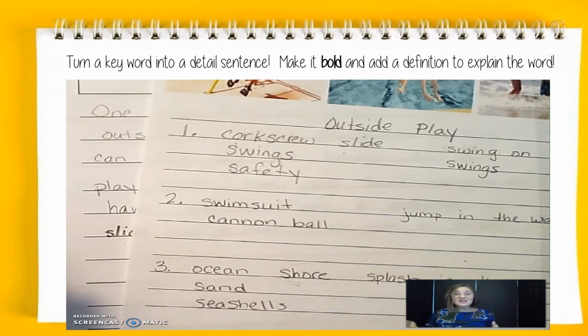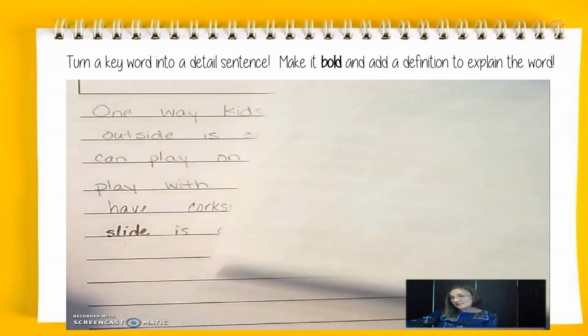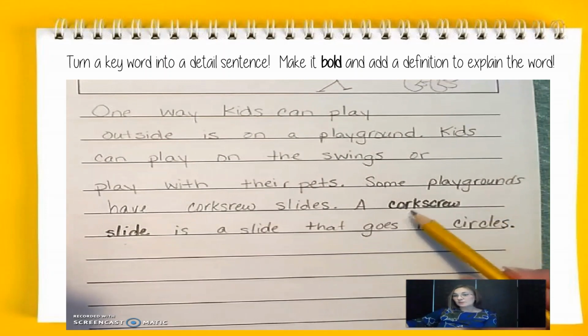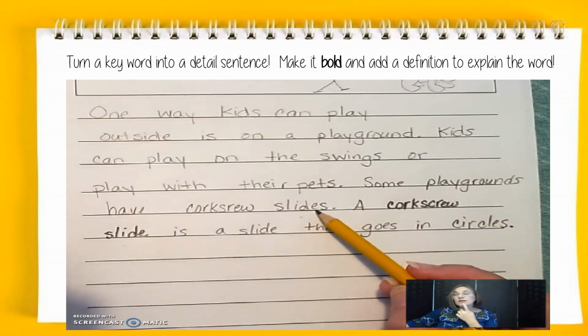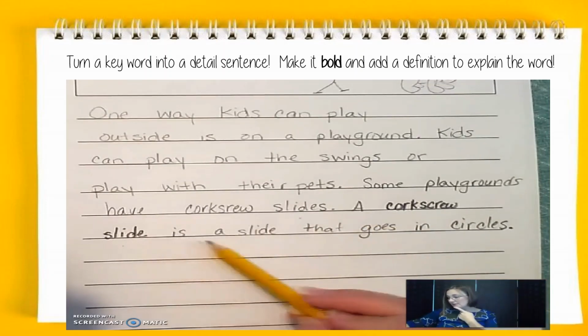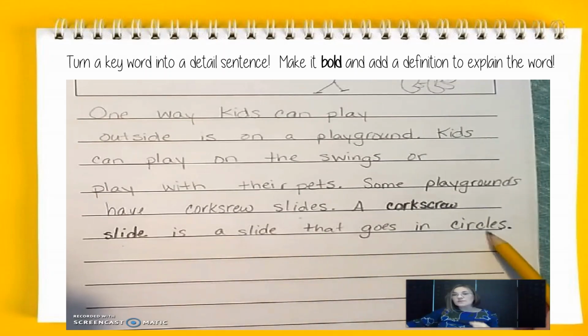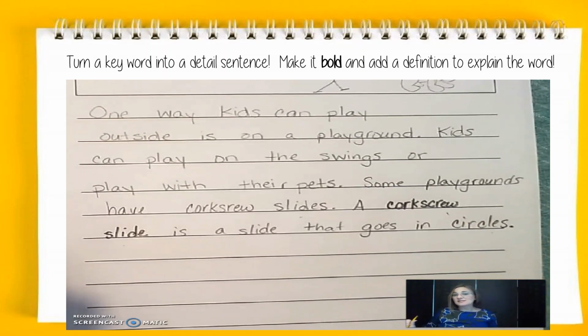See how that works? We look at our keywords, we think, what is a detail sentence I can write about it? And we write it. Some playgrounds have corkscrew slides. Then we think, how can I use a definition? And we say what that definition is. A corkscrew slide is a slide that goes in circles. And we go back and make that word bold. That's how you can add detailed sentences, bold words, and definitions using your key words from your note-taking document.